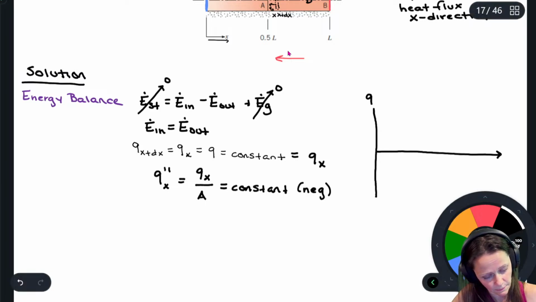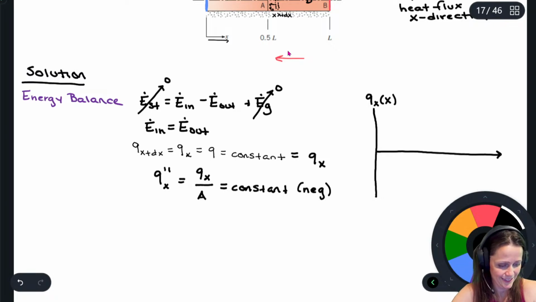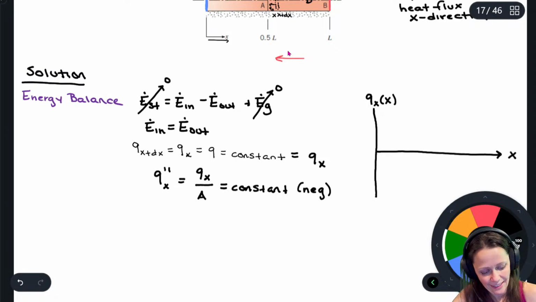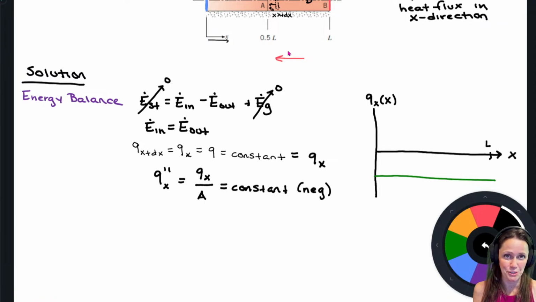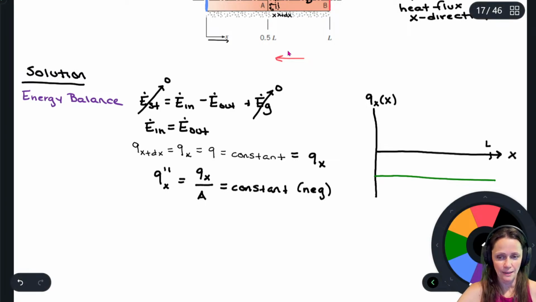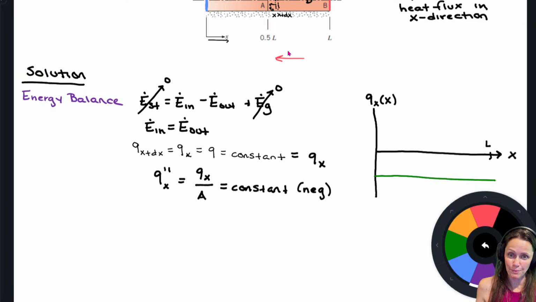So here's the function of x. Really, it's just going to be some negative number, but it's constant all the way through to x equal to L. Pretty boring, right? It's just a negative number and it's constant no matter what x value you go to. So that's part of it. That was half of the work.